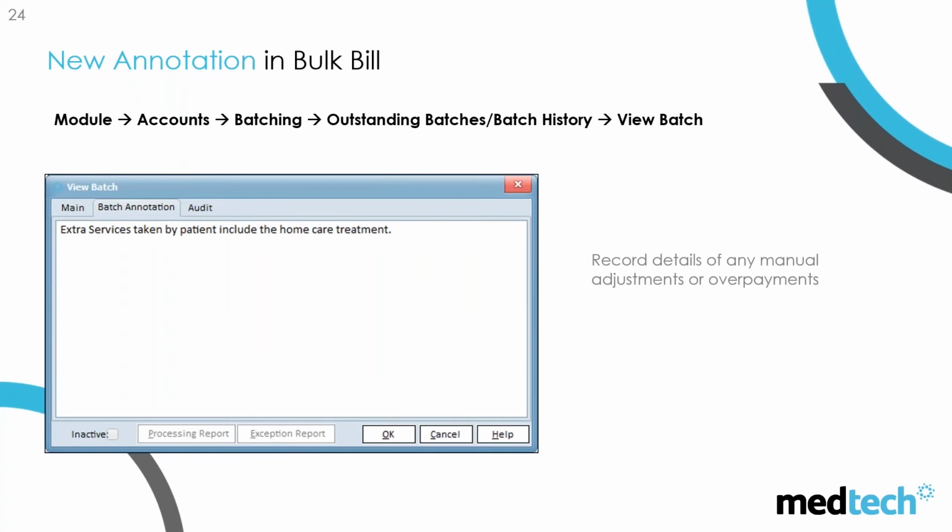Okay, so new annotation in bulk bill. Now users can record details of any manual adjustments or overpayments in a new tab marked batch annotation. You can see from the screen that the batching location is under module accounts and batching. And I've just got a note there about recording details of any manual adjustments or overpayments.